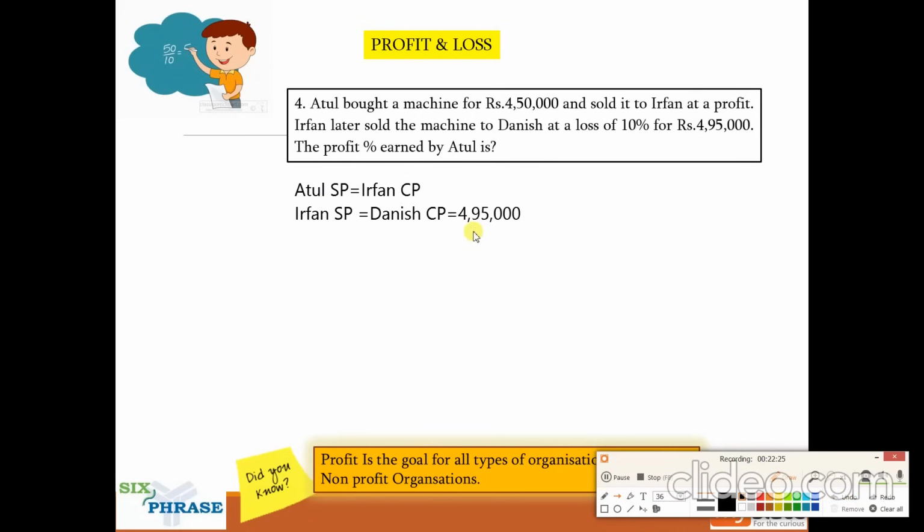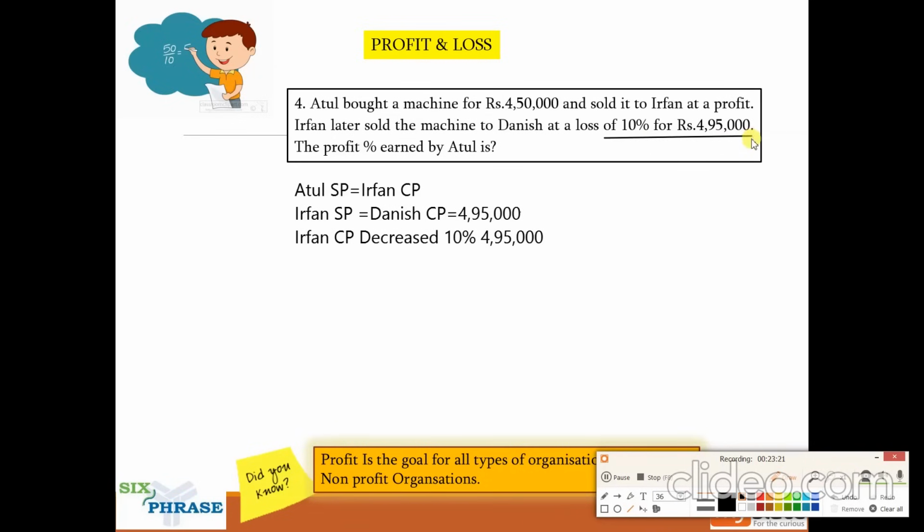Now, Irfan's selling price is 4,95,000, guys, but it says he sells it at a loss of 10%. So what does it mean? If you remember our teaching, it means Irfan's CP decreased 10% will give me SP. What is SP? SP is 4,95,000. We know Irfan later sold the machine to Danish at a loss of 10% for 4,95,000. So obviously this is Irfan's SP.